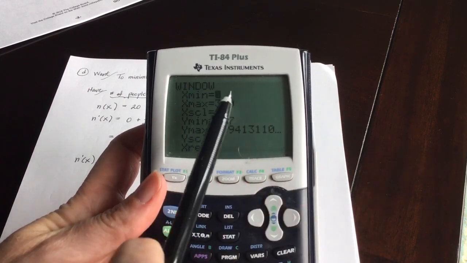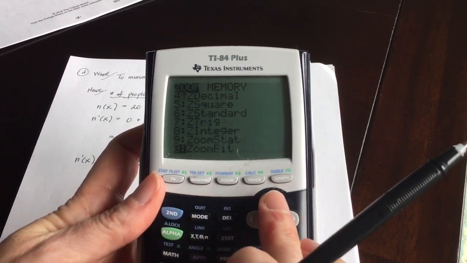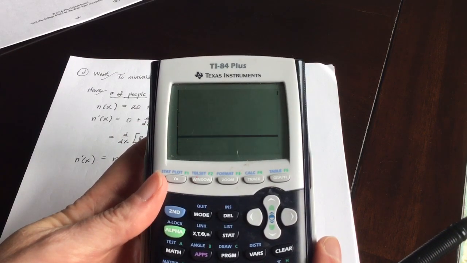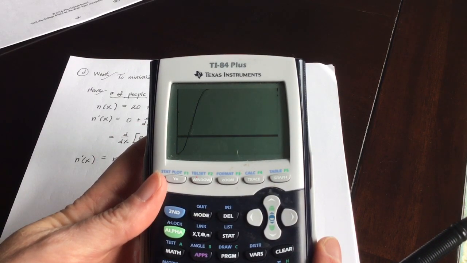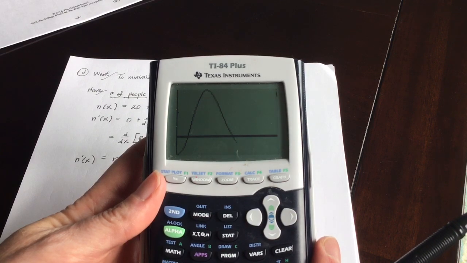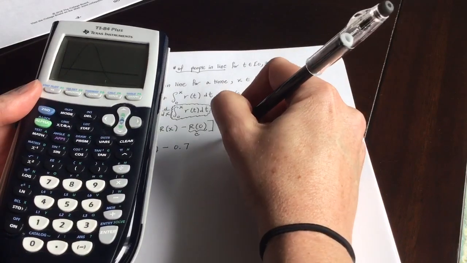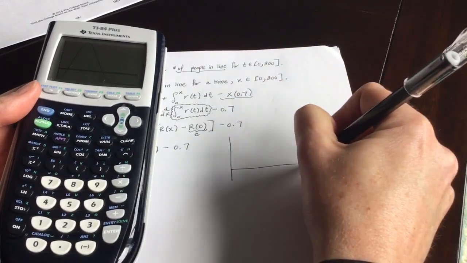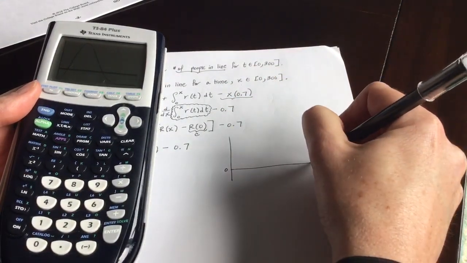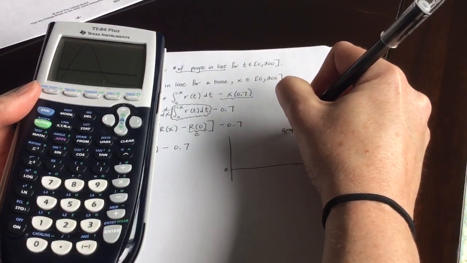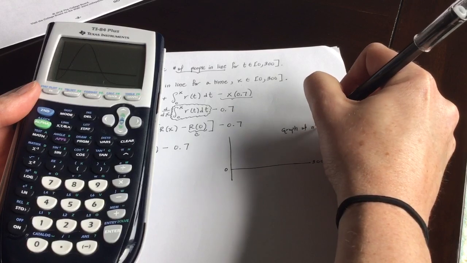The window should be from 0 to 300, and then let's use zoom fit to have the calculator decide what it thinks we want to see. It's usually right. Okay, so here's the graph of n prime. I'll just make a note here so I can have something to draw on. So here's 0, here's 300, and this is the graph of n prime of x.